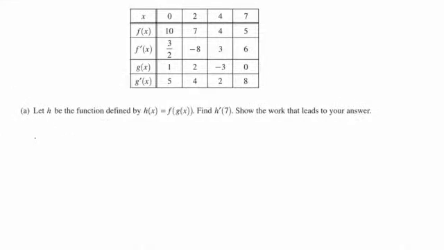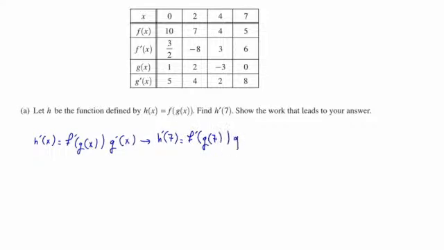Okay, now we use the chain rule. We know that h prime of x equals f prime of g of x times g prime of x. So h prime of 7, the problem wants that. If you replace x with 7, it will be f prime of g of 7 times g prime of 7.